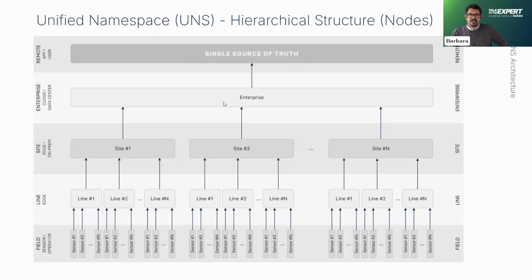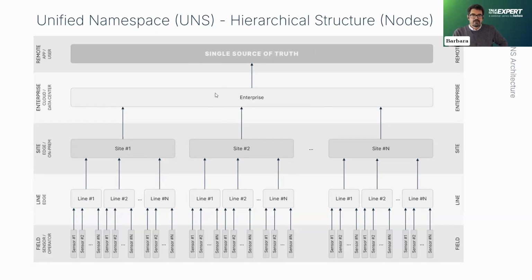Here we can see the edge nodes that are in every level. We have one edge node per line, as you can see here. Then all these edge nodes send the information to the next level, where we have one edge node for every different site.